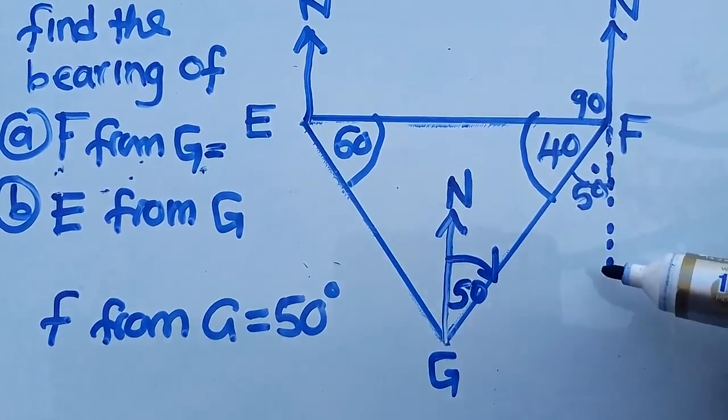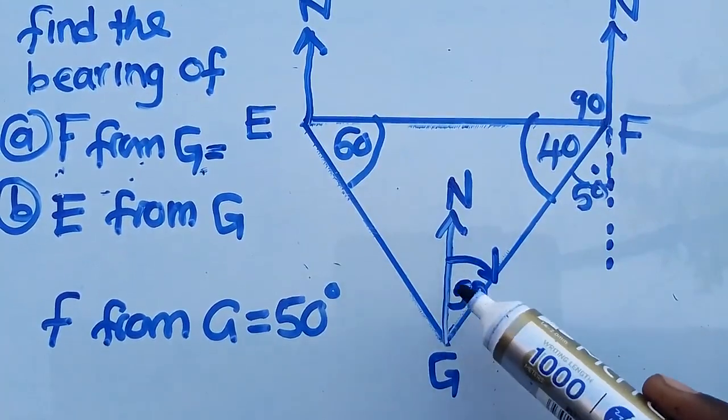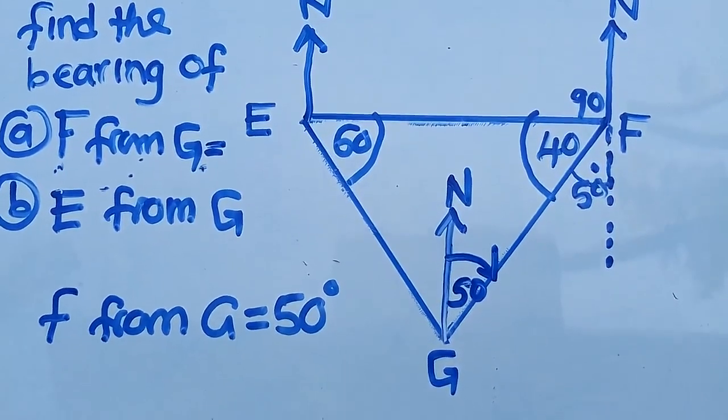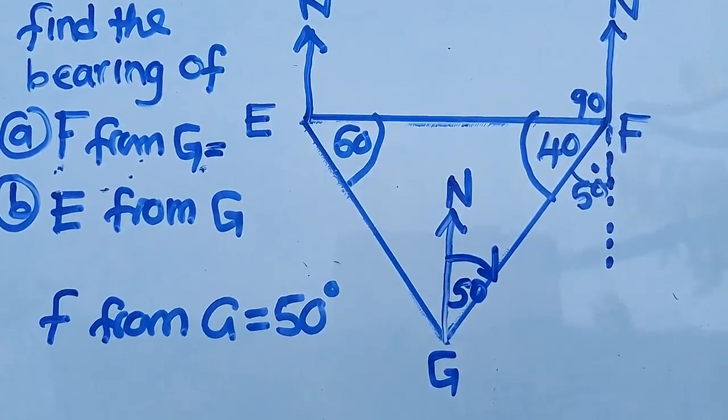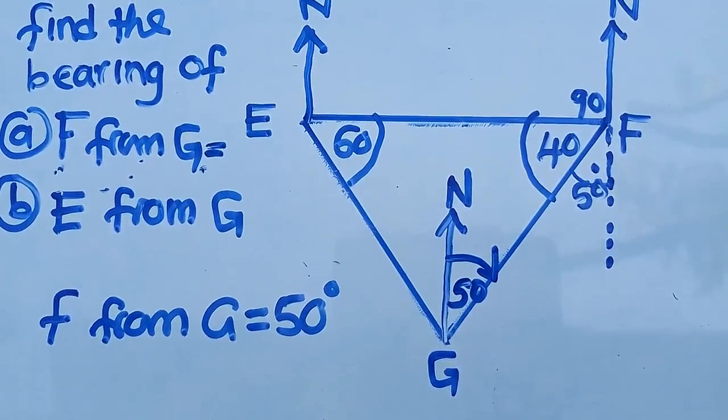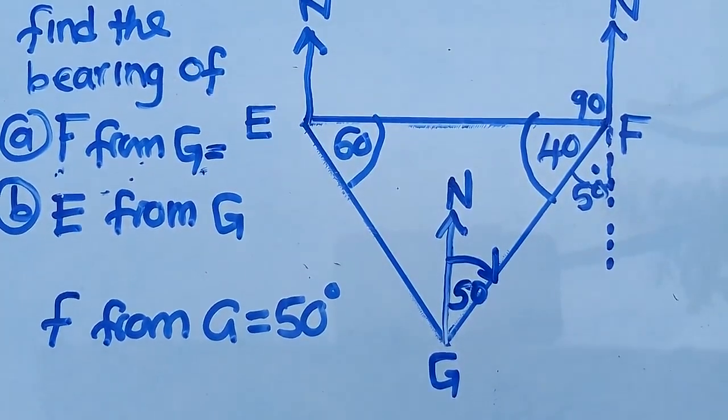Have you seen like this? You move like this. The angle that is here is equal to the angle that is there. I'm telling you how to calculate this. Just by revising through this video, there is no question that you're going to fail under bearing. So this is our lesson 2.